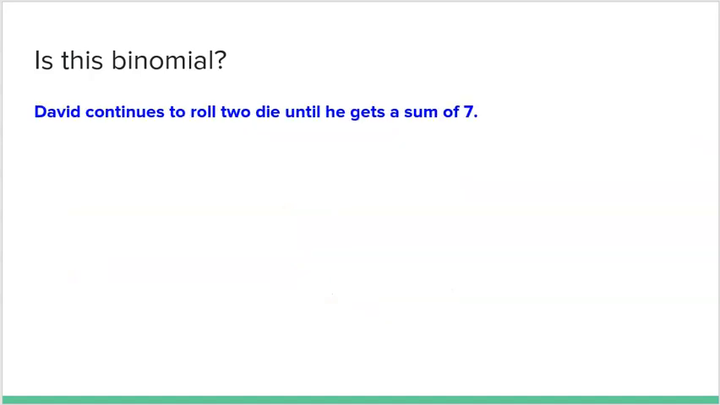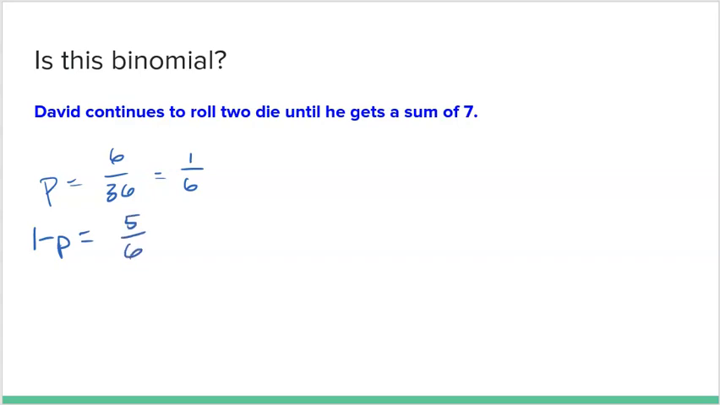David continues to roll 2 dice until he gets a sum of 7. Well, the probability of getting a sum of 7 is 6 out of 36. There are 6 outcomes out of 36 total outcomes that result in a sum of 7: 5 and 2, 2 and 5, 3 and 4, 4 and 3, 6 and 1, 1 and 6. There's the 6 of them. Which does reduce to 1/6. So the probability that you do not roll a sum of 7 is 5/6.